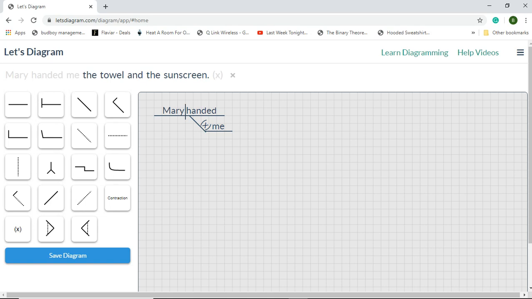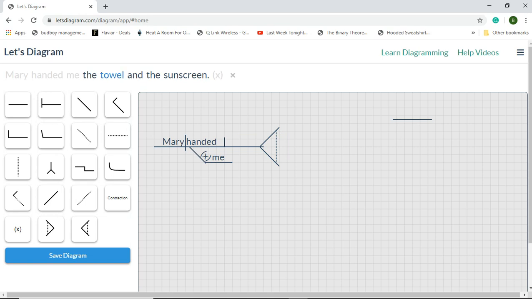So what did she hand me? That's going to be our direct object. What did she hand me? Okay. And it is a compound direct object for the sentence. So we are going to need to move this down a little bit. Have our little line for our compound direct objects, because she handed us two things. Okay, that's what makes it a compound direct object.